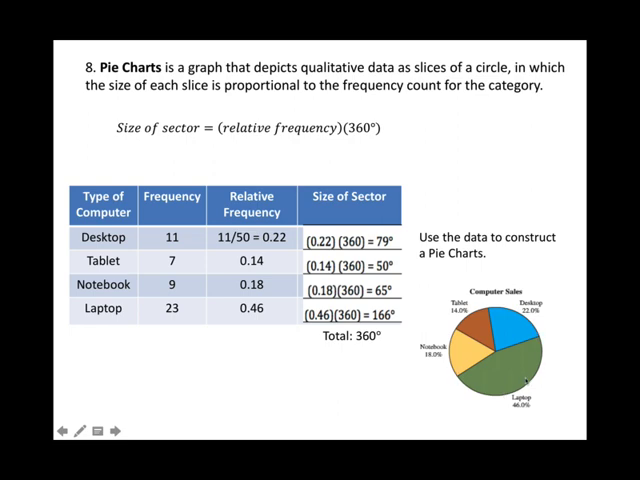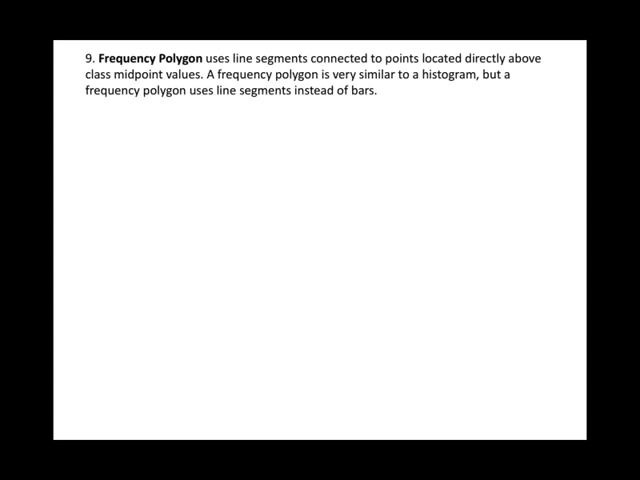Okay, frequency polygon. Use line segments to connect the points located directly above class midpoint values. A frequency polygon is very similar to the histogram, but a frequency polygon uses line segments instead of the bars.